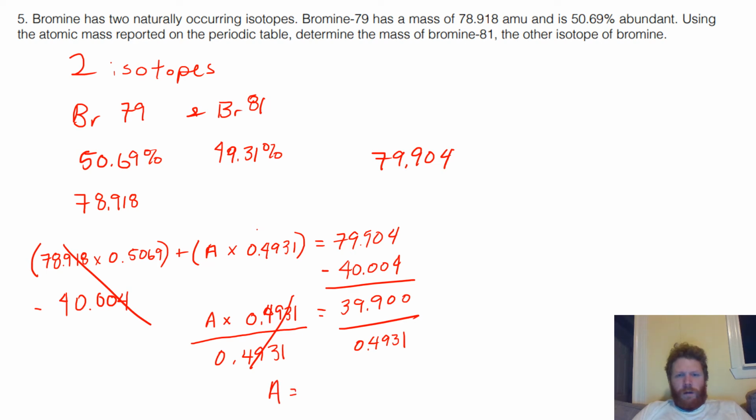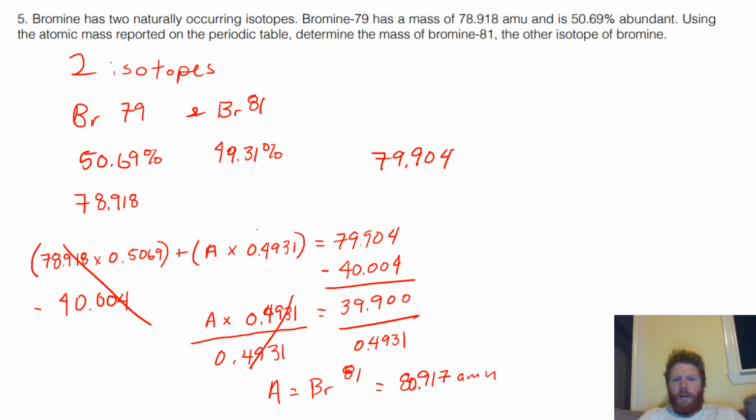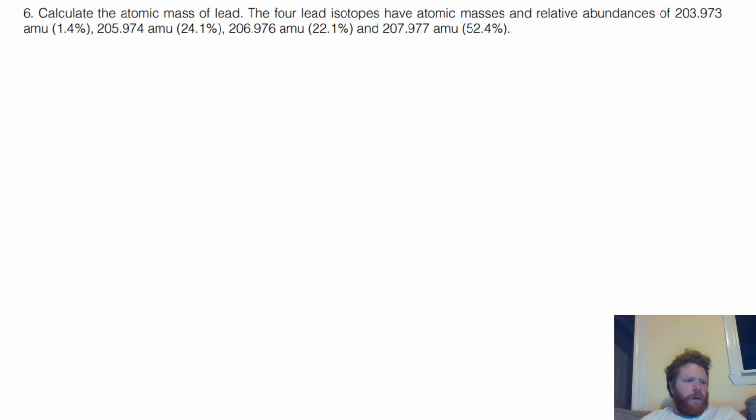A, which is our mass of bromine 81, has a mass of 80.917 AMU. So this is not radically different from how we've been doing problems. It's just a slight variation of that approach.